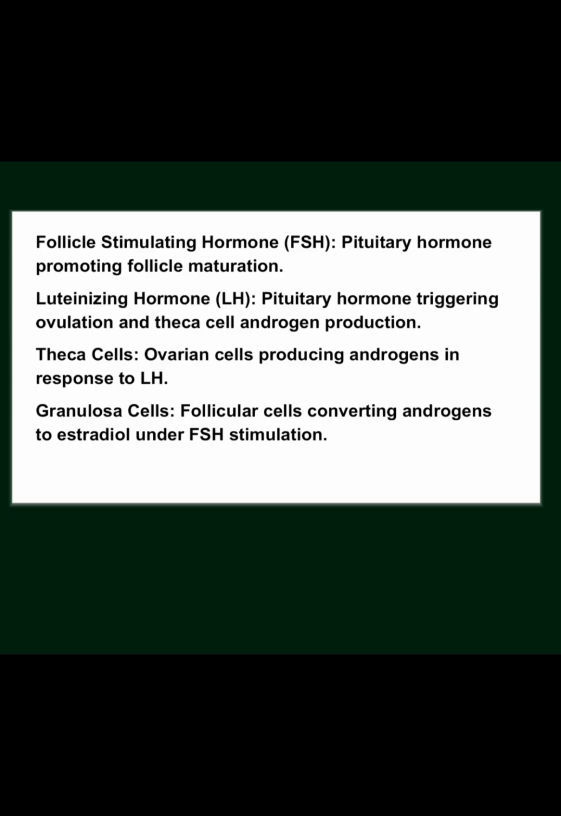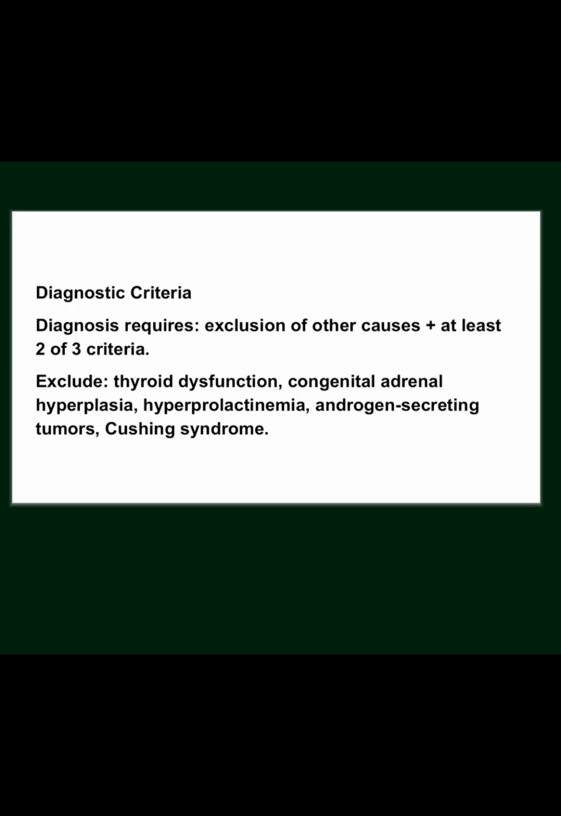When you're making a diagnosis of polycystic ovarian disease, we need to exclude other pathologies such as thyroid dysfunction, congenital adrenal hyperplasia, hyperprolactinemia, androgen secreting tumors, and also Cushing syndrome.